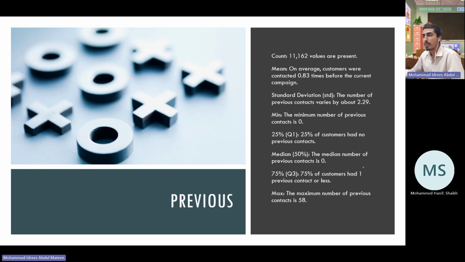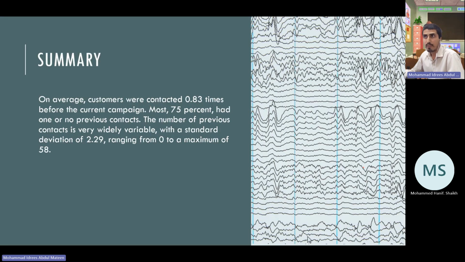Now, there is another terminology which is previous. So what we have understood is that, on average, the customers were contacted 0.83 times before the current campaign. 75% had one or no previous contacts. The number of previous contacts is very widely variable, with a standard deviation of 2.29, ranging from 0 to a maximum of 58.